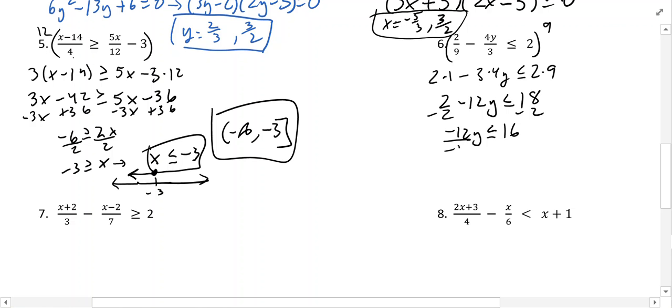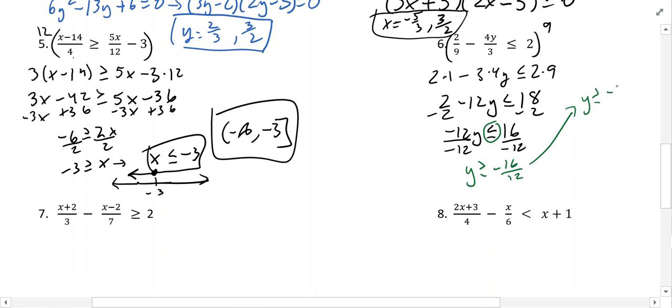I'm going to divide each side by negative 12. But remember, when you divide by a negative, you have to switch the inequality. So I get y is greater than or equal to negative 16/12, but you always want everything in lowest terms. So you get y is greater than or equal to. Here you can factor out a 4.